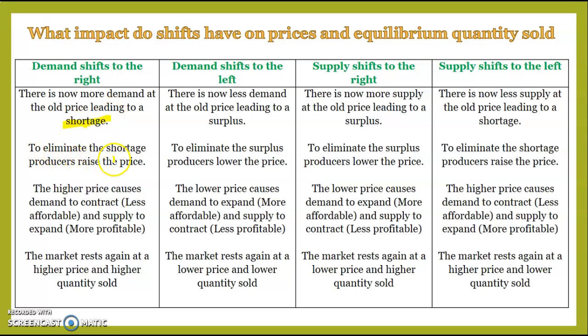To eliminate the shortage, you raise the price. The higher price causes demand to contract because it's less affordable, and supply expands because it's more profitable, and you end up at a new equilibrium at a higher price and higher quantity sold.